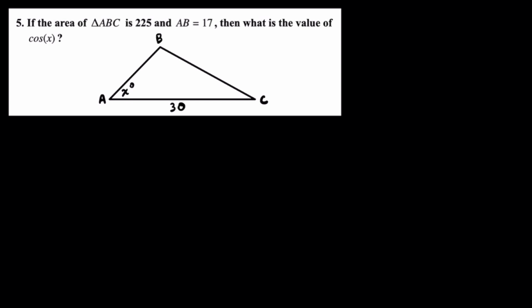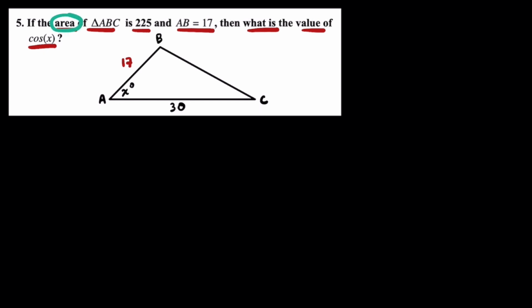Number 5, if the area of triangle ABC is 225 and side AB is equal to 17, go ahead and label that. The question is, what is the value of cosine of x? Now, it's important to know right off the bat that this is not a right triangle, right? So if it's not a right triangle, that means we can't use SOHCAHTOA. Now, while you might think of maybe using the law of sines or law of cosines, I wouldn't jump right to that conclusion just yet.